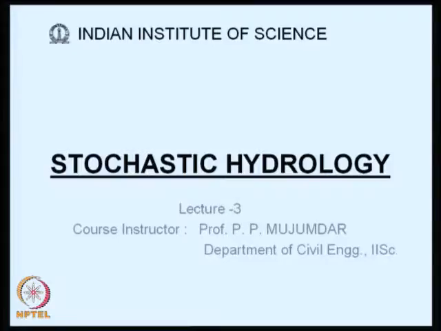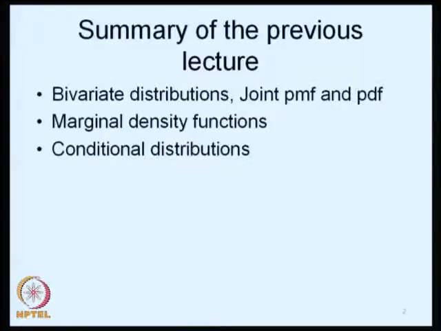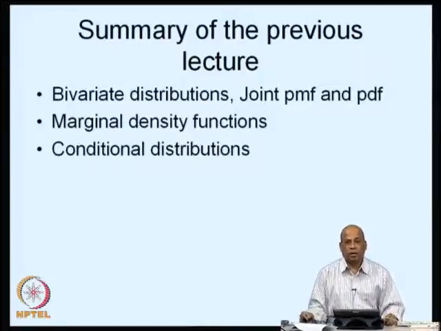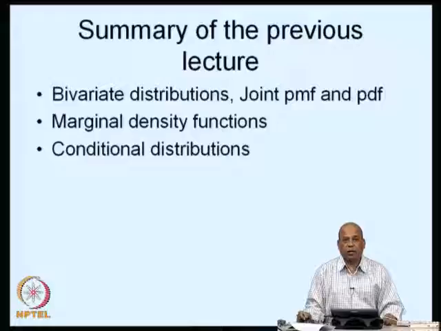Good morning and welcome to this, the third lecture in the course of stochastic hydrology. In the previous class, we introduced the concept of bivariate distributions, where we are interested in the simultaneous behavior of two random variables x and y, and we introduced the concept of joint probability mass function and the joint probability density function.